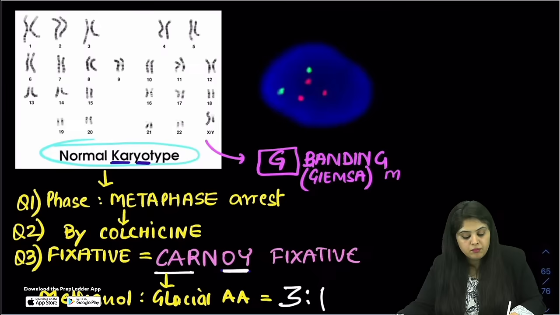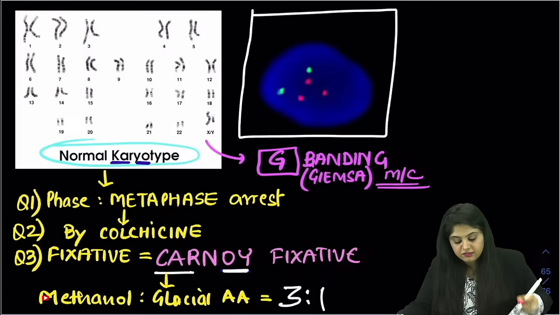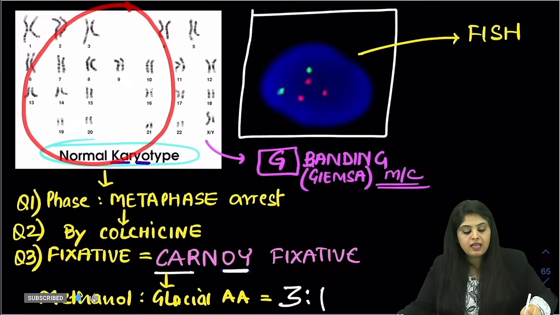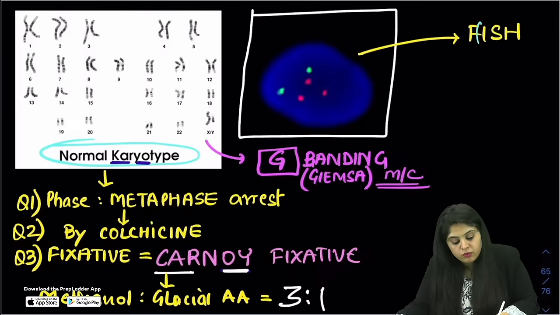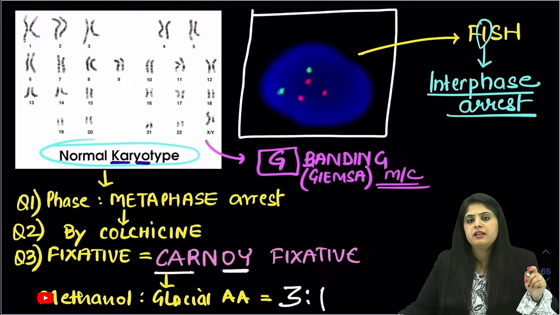The next image that I've got over here, which you shouldn't confuse with that one, is totally different. What is this? This is FISH. The purpose of why I got FISH was, I wanted to compare the two. Because when you're doing a karyotype, at what phase are you causing an arrest? You're causing an arrest at metaphase. But when you're doing a FISH, you are doing an arrest at interphase. Interphase arrest is what is going to be done over here. Is that okay? So I ask you, tell me the diagnosis. What is the diagnosis of this FISH that is there?